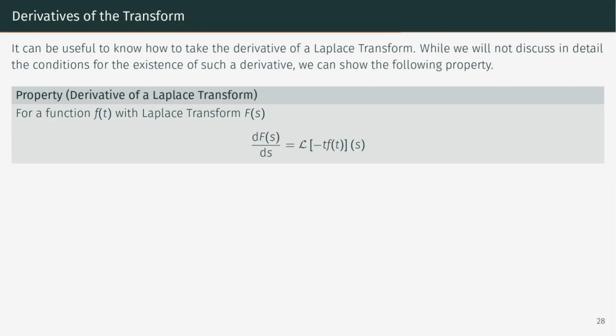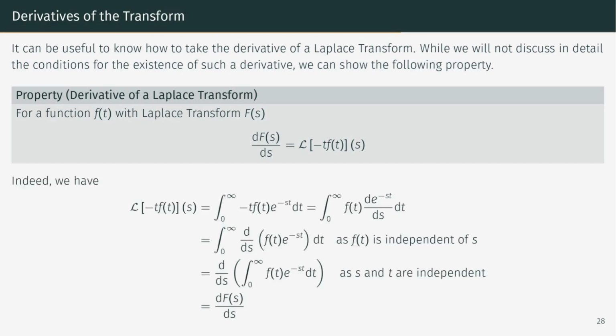Knowing how to take the derivative of a Laplace transform can be useful. While we will not discuss in detail the conditions for the existence of such a derivative, we can show the following property. For a function f(t) with Laplace transform F(s), the derivative dF(s)/ds equals the Laplace transform of negative t f(t). So let's work through a proof of this.